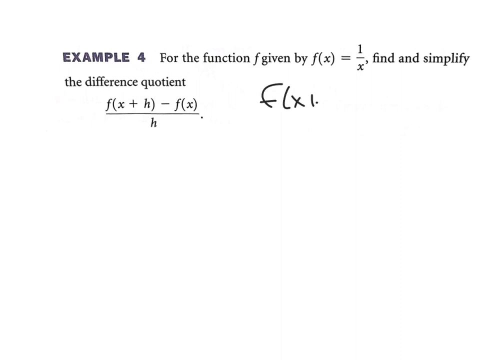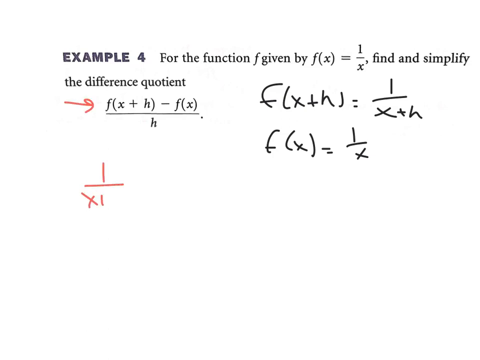First of all, I'm going to find f of x plus h, which is just plugging x plus h in, which is that. F of x is just 1 over x. Now I'm going to do the actual difference quotient. I'm going to plug them in here. So I'm going to have 1 over x plus h minus 1 over x all over h.